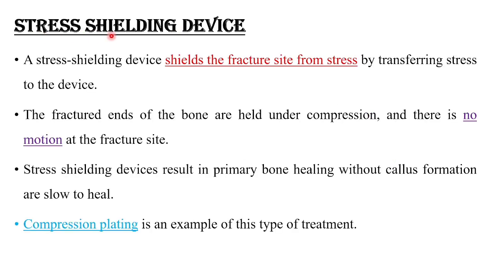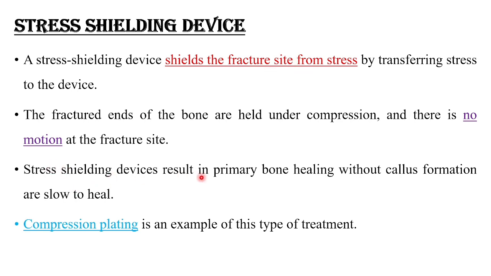Next is stress shielding devices. As the name denotes, shielding means protecting the fracture site from excessive stress. A stress shielding device shields the fracture site from stress by transferring the stress to the device. The fractured ends of the bones are held under compression and there is no motion at the fracture site. In a stress sharing device, there will be micro motion at the fracture site, but in stress shielding devices, there will not be any motion at the fracture site. The motion will be shielded from the fracture site.